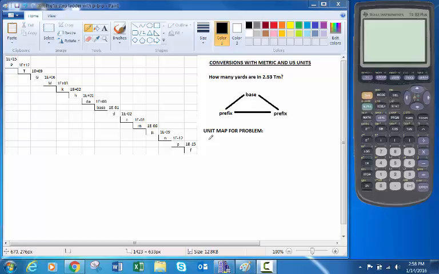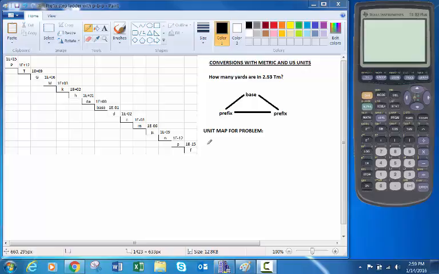In this video, we will be discussing how to convert units, metric units, into US units. So before we begin actually doing the conversion problem, it's helpful to create a unit map. A unit map, or a concept map, is a way to map out all of the different units that are involved in your conversion problem.